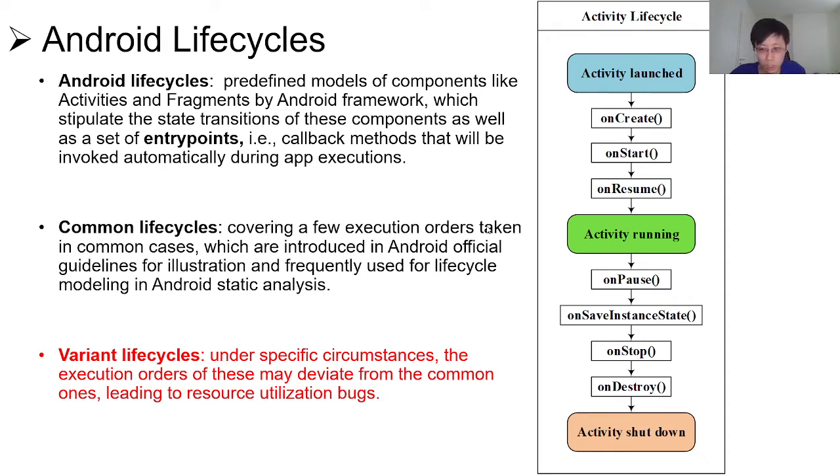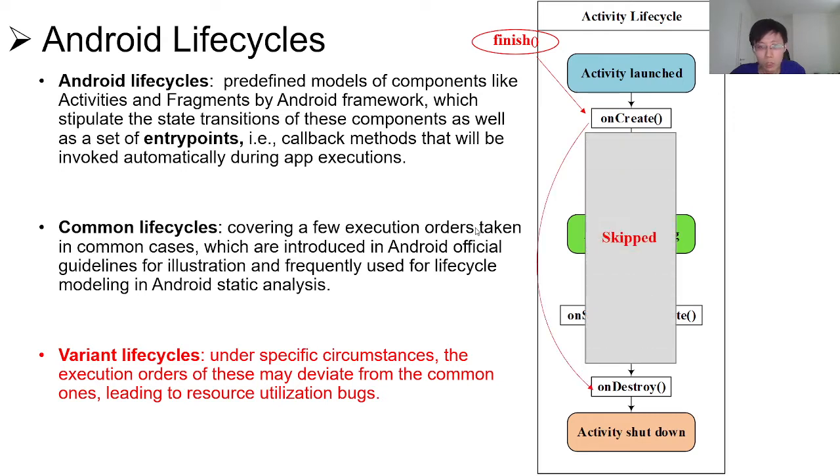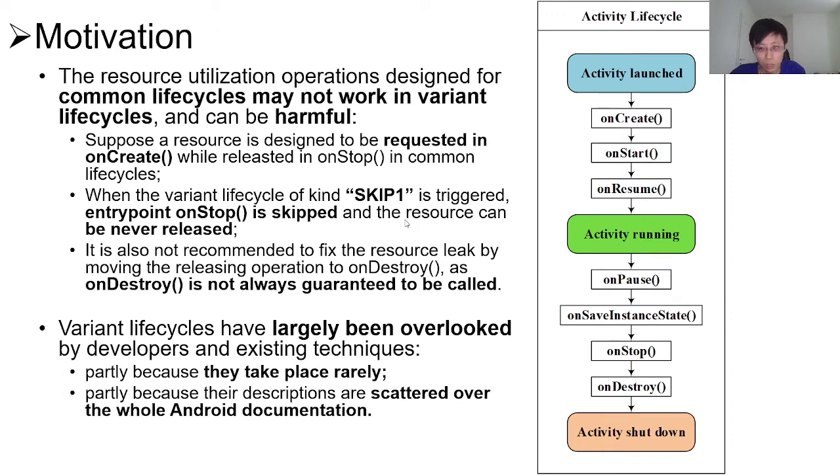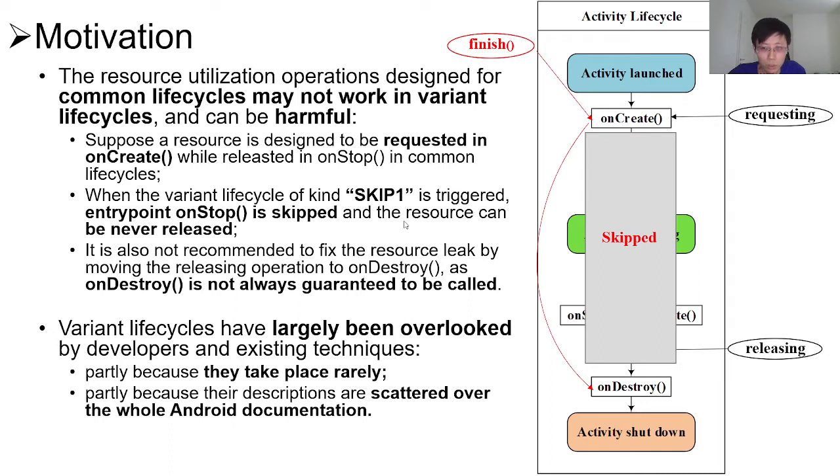For instance, if the framework method finish is called in the entry point onCreate, all the entry points between onCreate and onDestroy will be skipped, and we call this kind of variant life cycle skip 1. So under these variant life cycles, how can bugs be introduced? Let's imagine a resource here. It is designed to be requested in onCreate and released in onStop. When variant life cycle skip 1 is triggered, entry point onStop is skipped, so the resource may never be released.